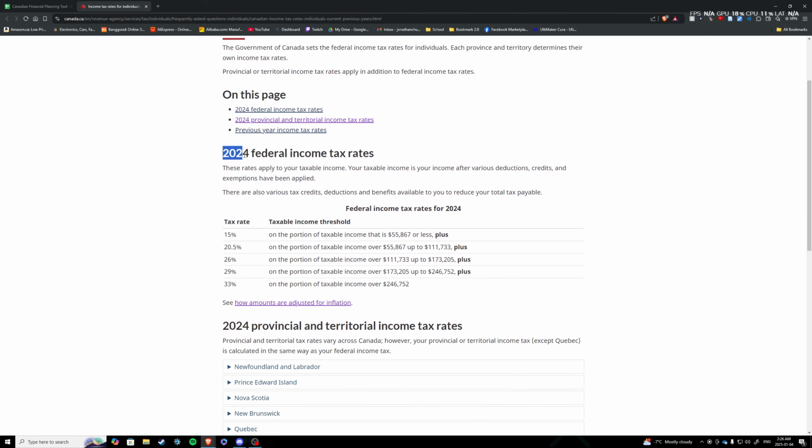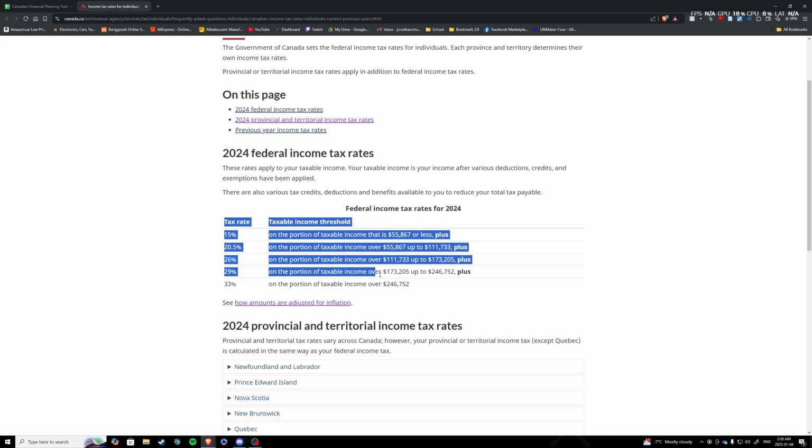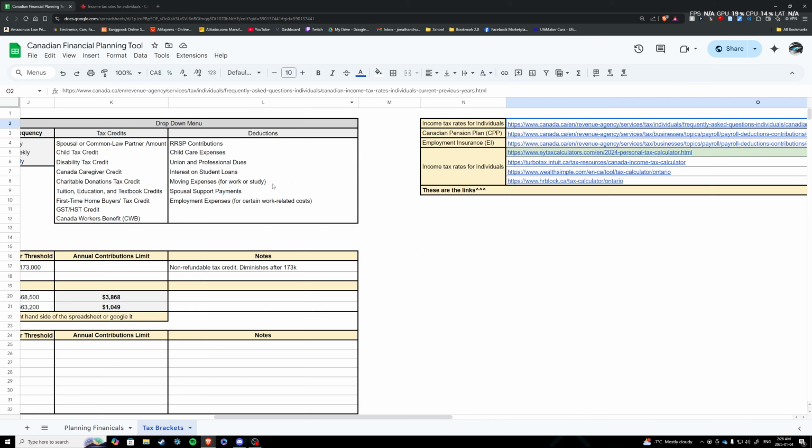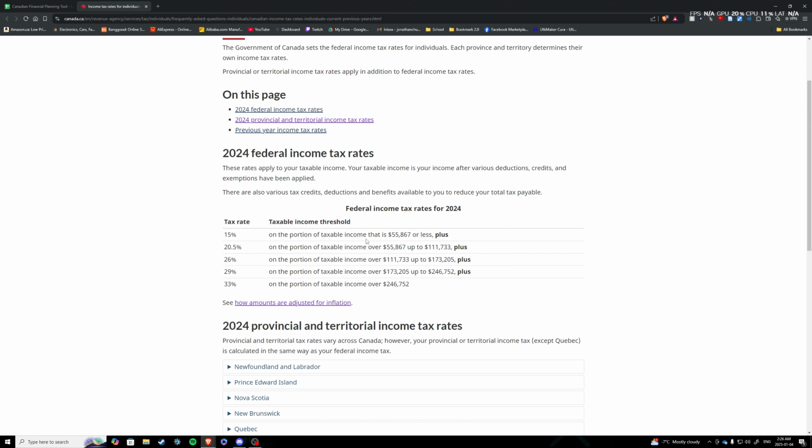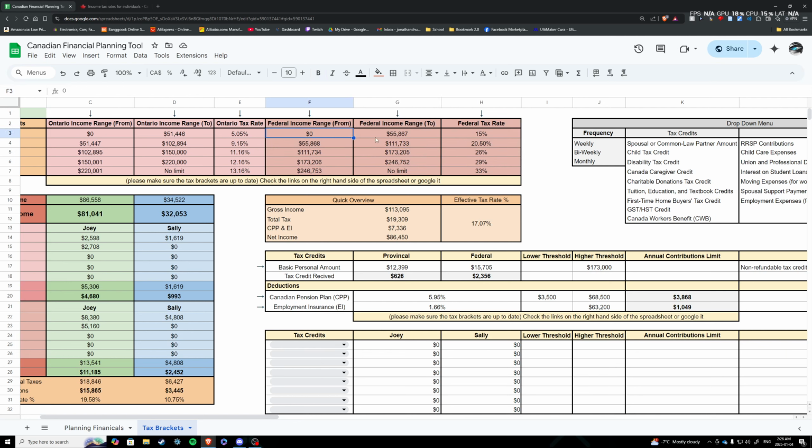Scroll down, you'll see the 2024 federal income tax rates. Then you can see the information right here. So you basically just take this information and you put it right here. So the federal is 15% less than 55K. This is between 0 and 55K at 15%. Just fill in the information or update it whenever you need to.